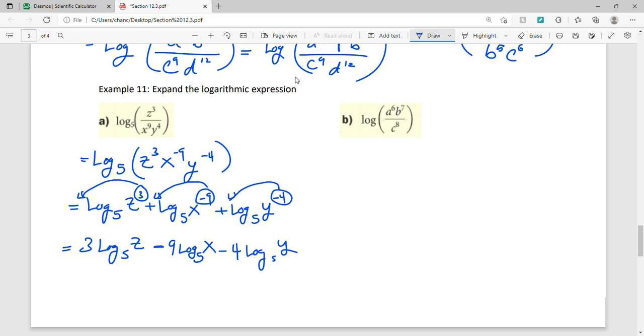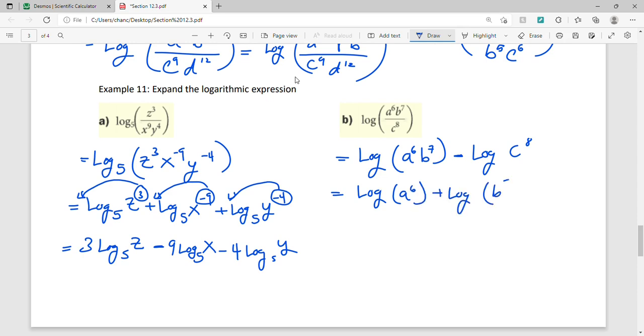This is using negative exponents. But we could use the textbook strategy, which is to use the quotient rule first. So I could say this is log of a to the 6th, b to the 7th, minus log of c to the 8th. This is using the quotient rule first, and then we could use the product rule next. This is log of a to the 6th plus log of b to the 7th minus log of c to the 8th. We don't really need the parentheses, but I like to use them so the reader knows that the argument includes the exponent.